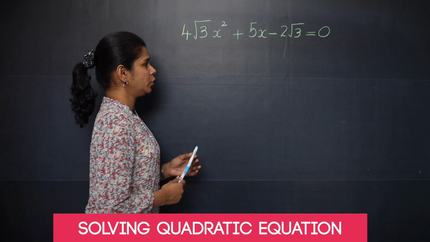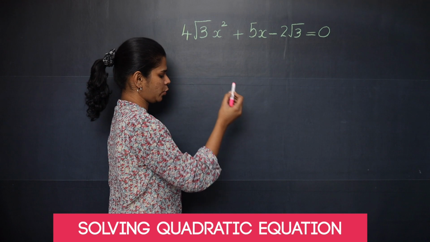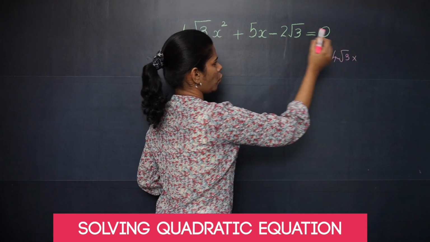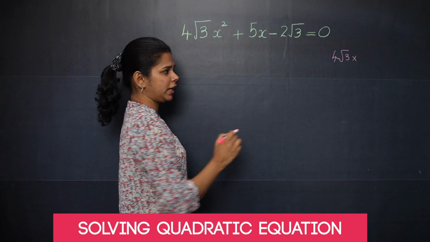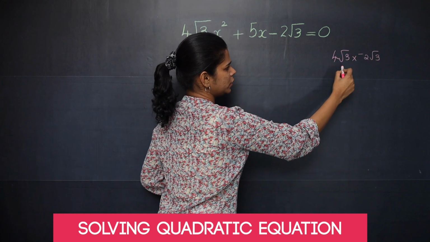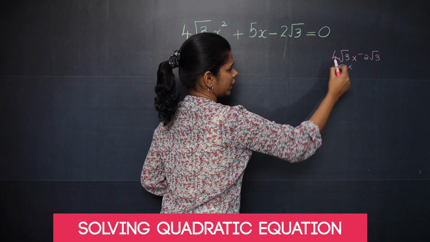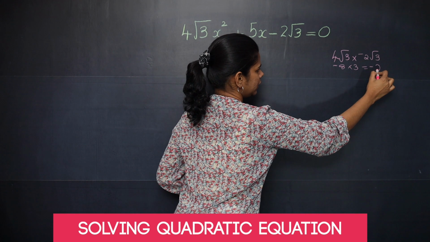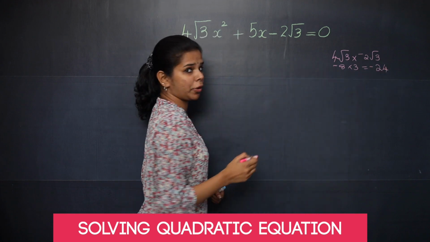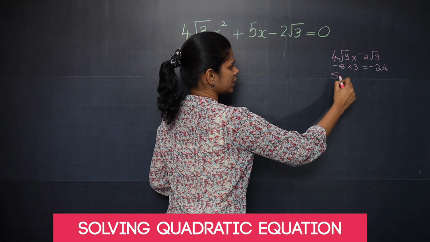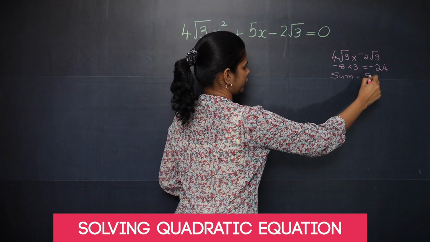So here you need to take the coefficient of x square, that is 4 root 3, into the constant, that is minus 2 root 3. So 4 into 2 is 8, you have negative 8. Root 3 into root 3 is 3, so it is negative 24. So this is the product that you should get. Now the sum. Sum is positive 5.